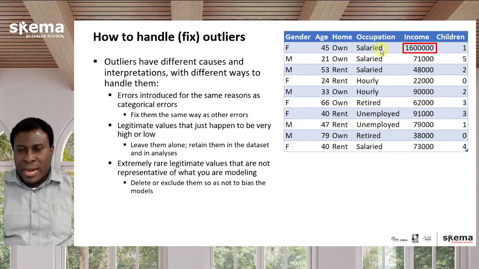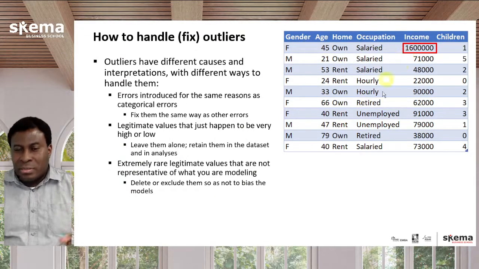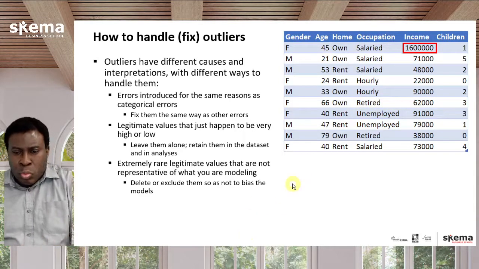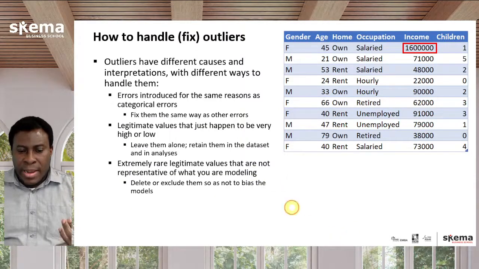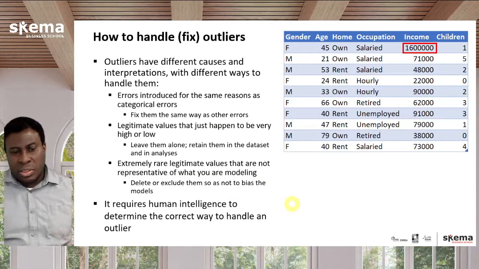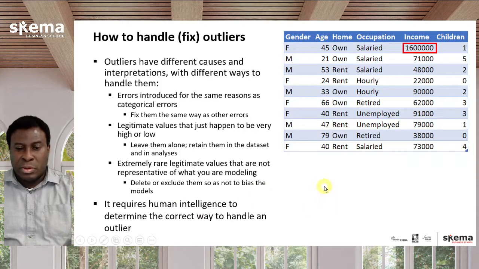And so if you have an outlier that really skews the results for everyone, you might just delete it and say that your data analysis represents the vast majority of people, but it does not accurately represent this exceptional millionaire. But that's fine because they are already exceptional. What's the most appropriate thing to do? Well, there's no one answer. It requires human intelligence to determine the correct way to handle an outlier depending on the particular situation and depending on your particular goals.